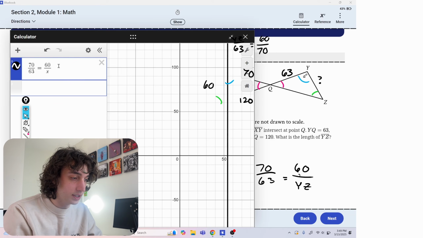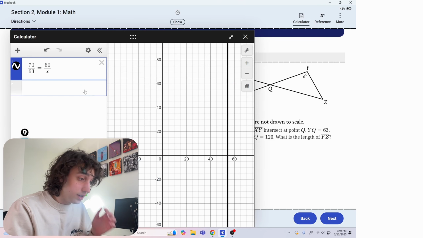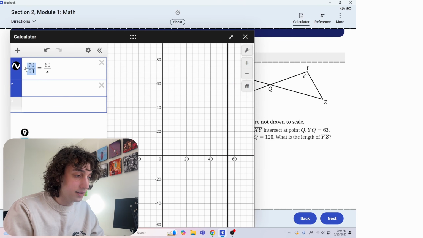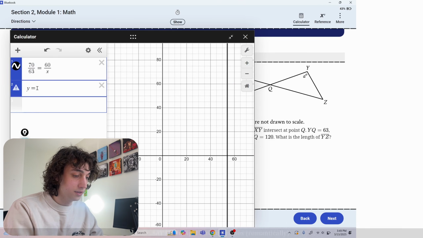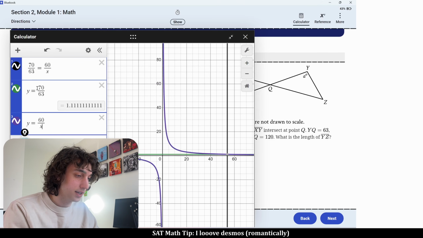So we put the ratio into Desmos. I'm putting X instead of YZ so that Desmos actually knows how to handle it. And uh-oh, we can't click on this vertical line. But the solution to this is pretty simple. All you got to do is take the left-hand side and make that a Y equals equation. So Y equals the left-hand side. And then you do a Y equals the right-hand side.